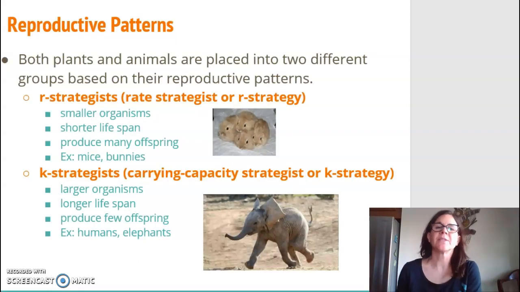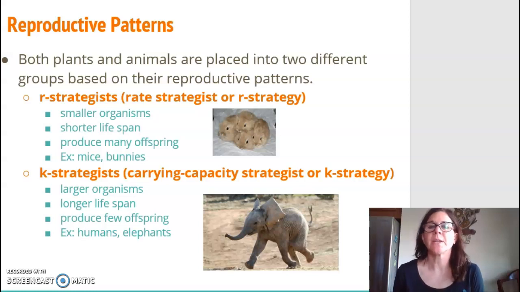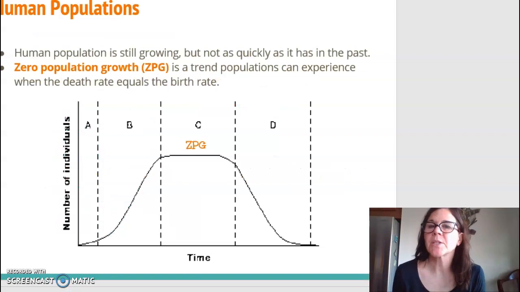Plants and animals have different types of reproductive patterns. There are r strategists, which is the rate strategist or r strategy, and these are going to be your smaller organisms with the shorter lifespan, like mice and bunnies. They produce many offspring, versus K strategists, which would be like humans and elephants. They produce few offspring, but there's a lot more parental care, longer lifespan. They're just larger organisms.